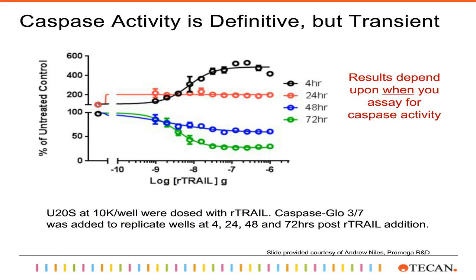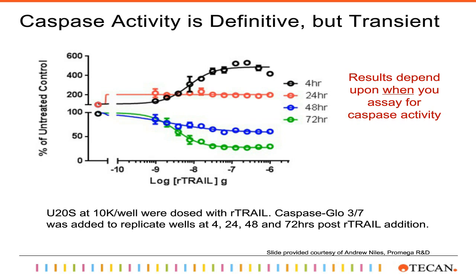So caspase activity is a definitive biomarker for apoptosis, but like enzymatic membrane integrity biomarkers, it is also susceptible to biomarker degradation. The example we're showing here illustrates the kinetics of apoptosis due to TRAIL treatment, and you'll see that there is a changing profile of caspase detection at each endpoint. So the results really do depend on when you assay for that activity.